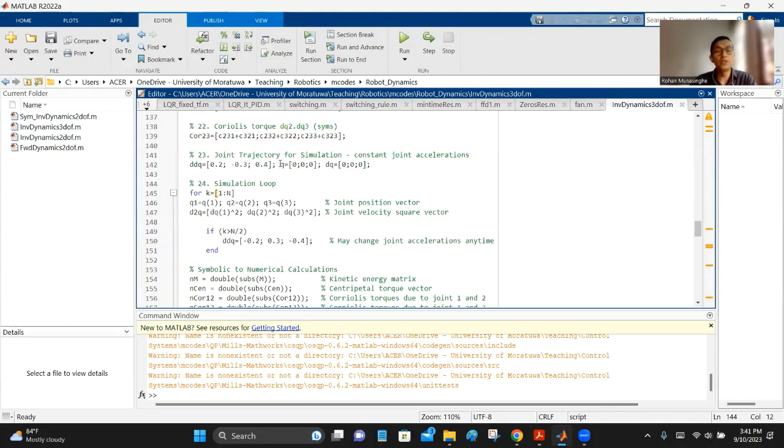Understand? Then I start with Q0 and dQ0. So initially, all the joints are at 0 position, 0 speed. And I use a constant acceleration for some time. And after k equals N by 2, where N is the total number of timestamps in the simulation, 300 in this case, after 150 timestamps, I change the acceleration to their negative values. See here, 0.02, 3, and minus 0.04, the opposite of this one.